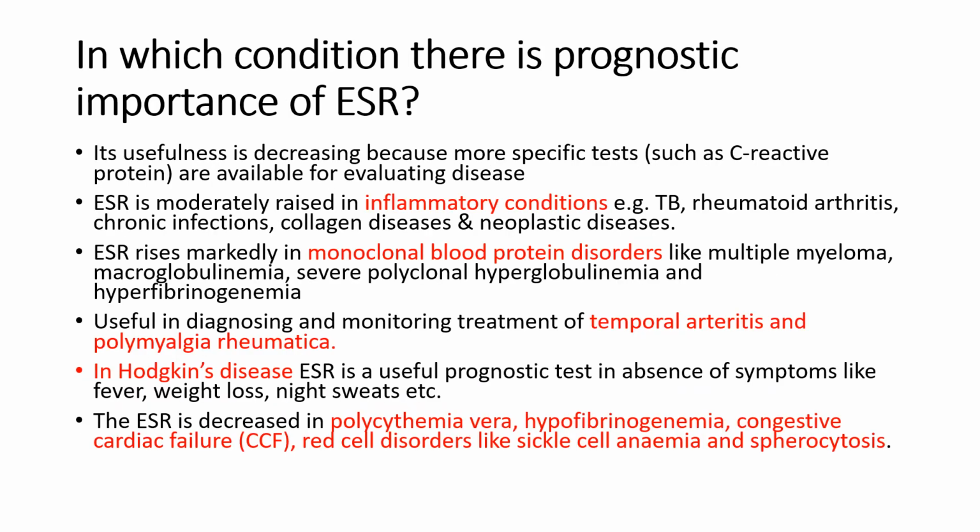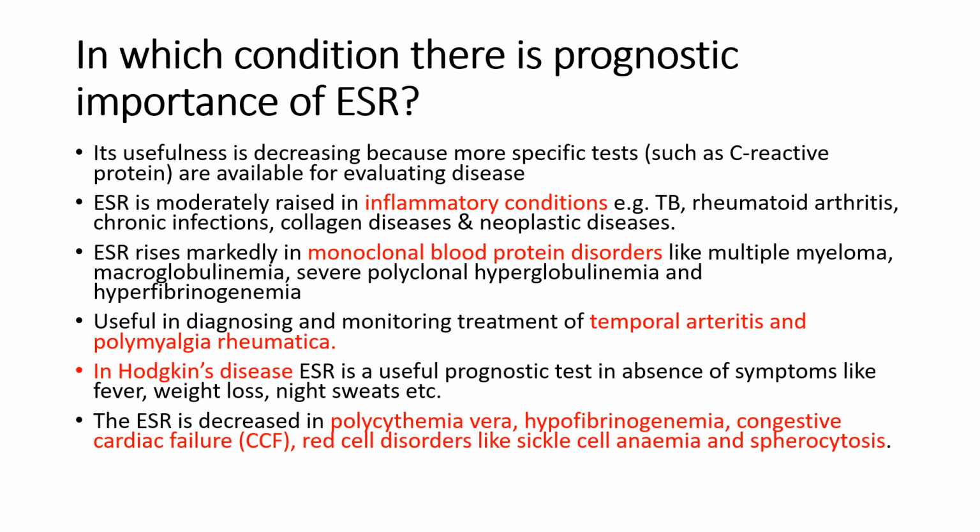In which conditions is there prognostic importance of ESR? ESR is used less now because more specific tests such as CRP are available for evaluating disease. ESR is moderately raised in inflammatory conditions, for example, TB, rheumatoid arthritis, chronic infections, collagen diseases, and neoplastic diseases. ESR rises markedly in monoclonal blood protein disorders like multiple myeloma, macroglobulinemia, severe polyclonal hyperglobulinemia, and hyperfibrinogenemia.